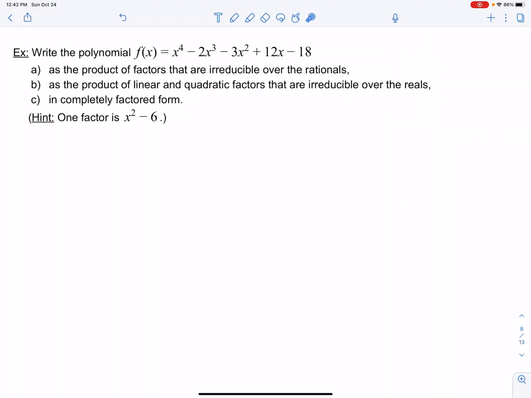We're going to look at one example of taking a polynomial function and writing it in different ways. So we want to be able to write our polynomial as a product of factors that are irreducible over the rationals. We want to be able to write our polynomial as a product of linear and quadratic factors that are irreducible over the reals. And then we also want to be able to write our polynomial in completely factored form.